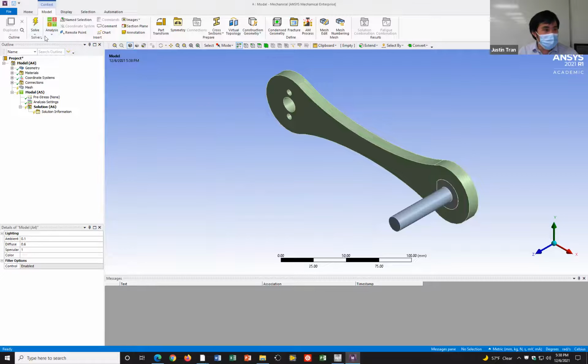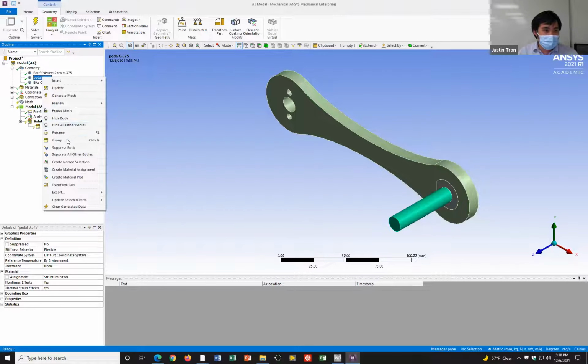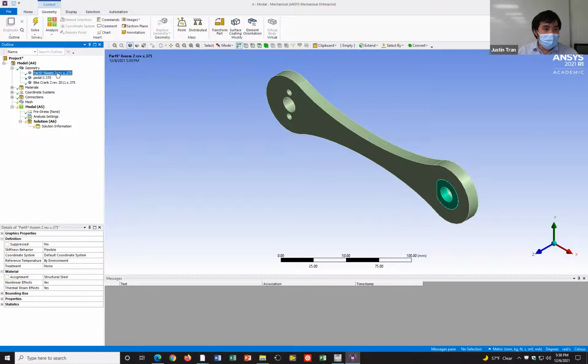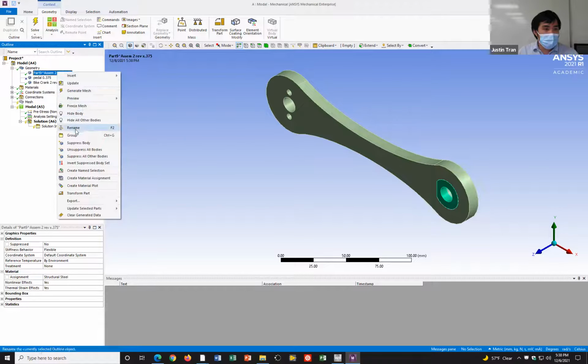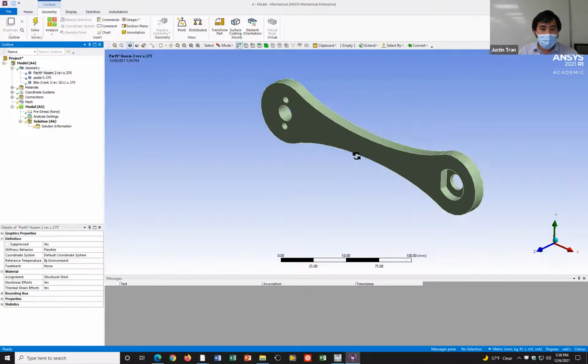All right, and let's hope and pray that I don't run into any bugs. I actually ran into a lot of bugs when I was making this handout. Okay. All right, so just like we did before, I'm going to go ahead and suppress these parts just so we have just one bike crank to look at.